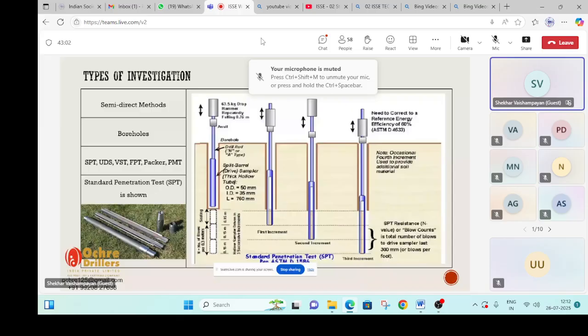So you do that, and for the first 15 centimeters, the number of blows is counted. They're called N1. Then for the second 15 centimeters, they're called N2, and for the third 15 centimeters, N3. And the SPT value N is N2 plus N3, which is the SPT resistance N.